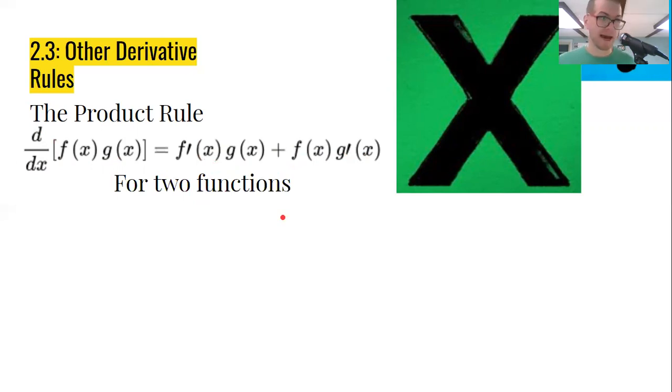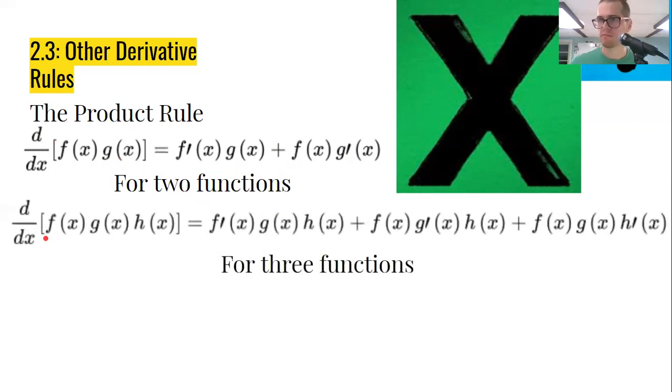To help see what the pattern is, I'm going to show you what it looks like for 3 functions. Notice in each of these 3 terms, only one of the 3 functions has its derivative in there. So I have f prime of x here, g prime of x here, h prime of x here. The product rule can easily be extended to as many functions as you want. It takes time and effort, but it's not terrible. So that's what the product rule is. It's a rule that allows us to do this.